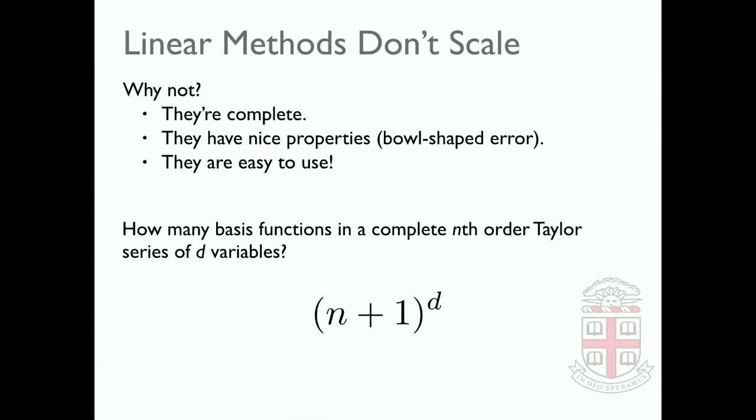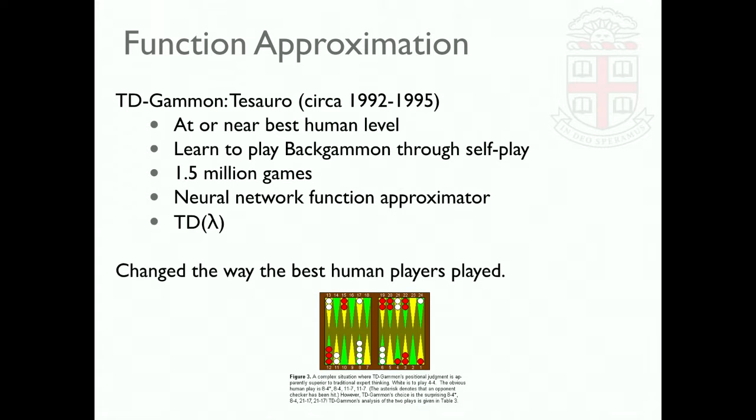Okay. So that has motivated people to use more complex and more interesting function approximators for value functions, and they've been doing it for a very long time. In particular, they've been using neural nets for a long time. So this, circa 1992 to 1995, was the AlphaGo of its day. Not as impressive as AlphaGo, but still pretty cool.